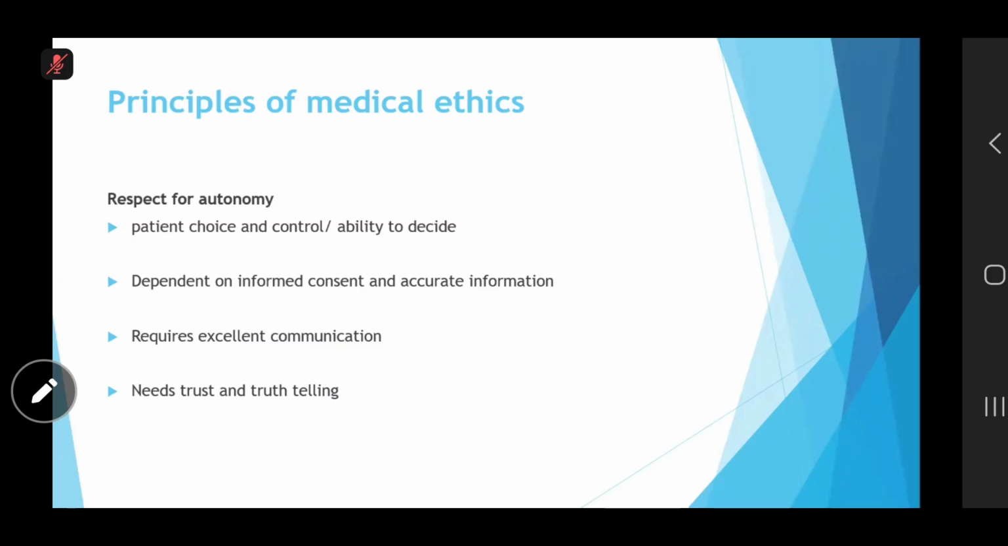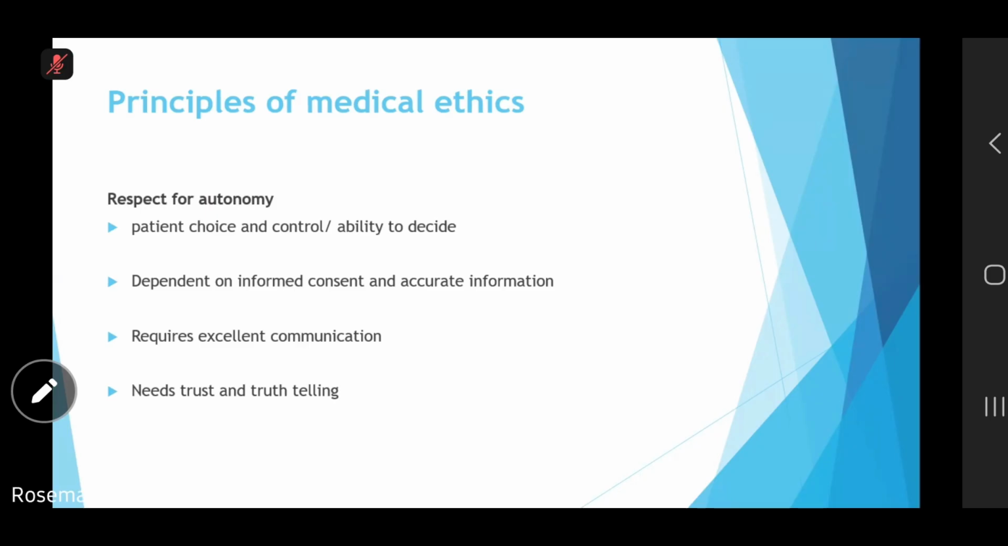And it is dependent on informed consent and accurate information. When you want a patient to decide on what to do about his or her treatment, you have to give them accurate information. Don't lie to them because you want them to accept your suggestion. Give them accurate information, and then let them make an informed consent to what you explain to them.